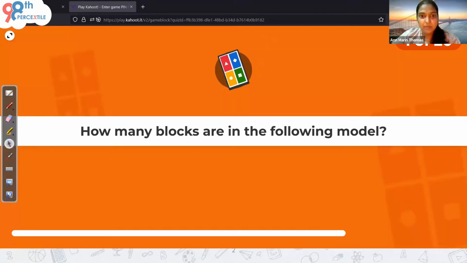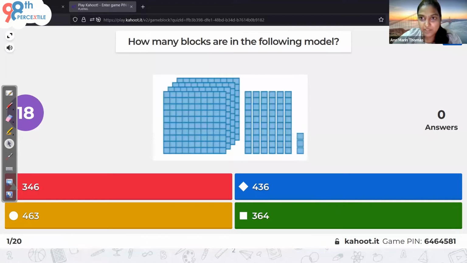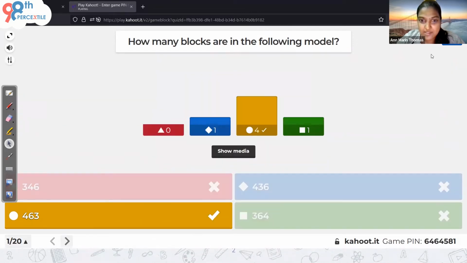Question number 1: how many blocks are in the following order? Quick, you just have 20 seconds. Choose the color accordingly on your second devices. Time's up. And that's 463.